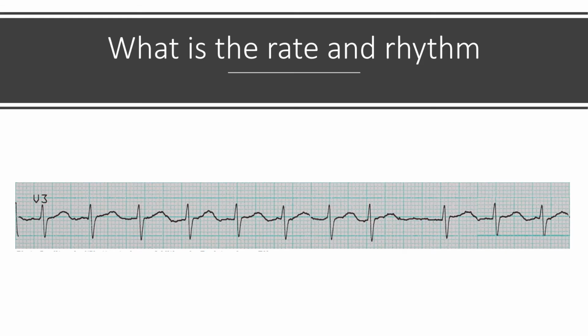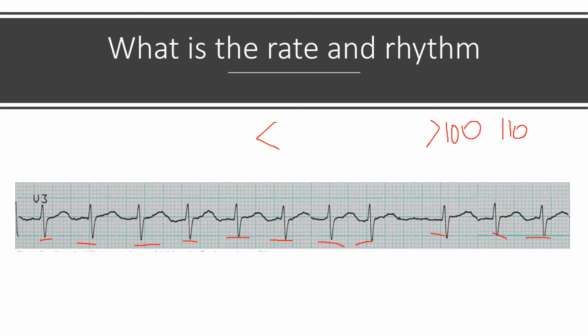What is the rate and rhythm? This is indeed a 6-second strip. So you can see your R's here. Did I hear 11? 11 times 10 is 110. Which rhythm is greater than 100? Your sinus tachys. Your sinus tachys are greater than 100.